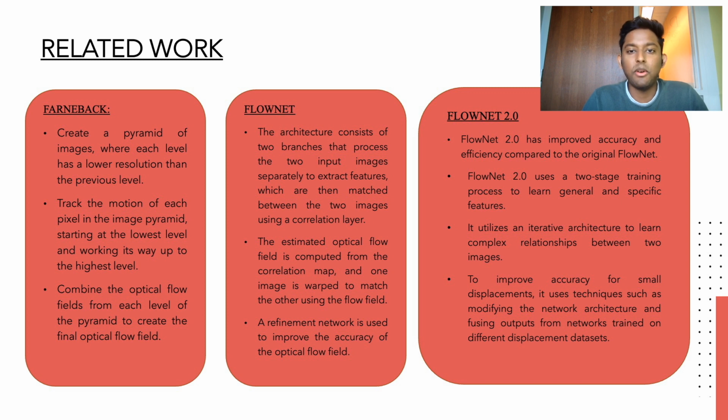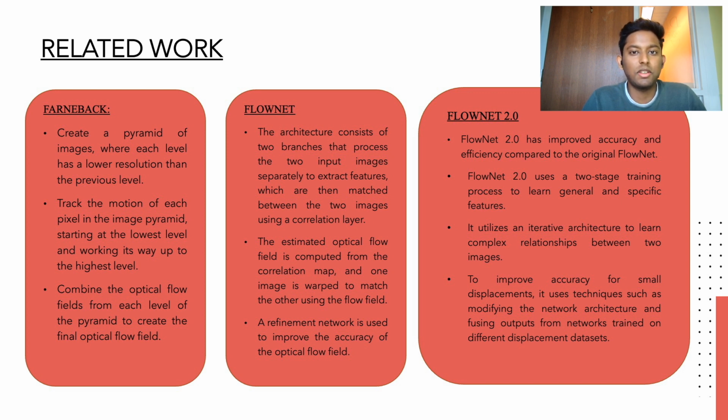In FlowNet2, the authors have further improved the accuracy and efficiency compared to FlowNet. FlowNet2 uses a two-stage training process. In the first stage, the network is trained on a simple dataset such as FlyingChairs. In the second stage, the network is fine-tuned on more complex datasets such as Sintel. FlowNet2 uses an iterative architecture of multiple networks, which means the output of one network is used as an input to the next network. This helps the network to learn more complex relationships between the two images.